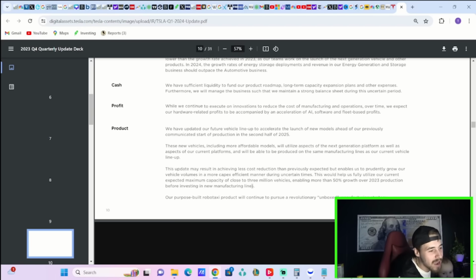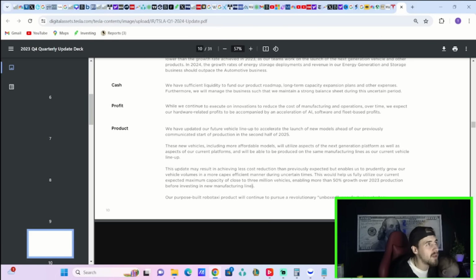Okay, let me just summarize what I just read here. Number one, the next generation platform vehicle, 2025, still coming. There was no rejection of that here. That's fantastic. And that's probably the main reason, despite the margins and the other slightly positives, that are also helping Tesla stock.